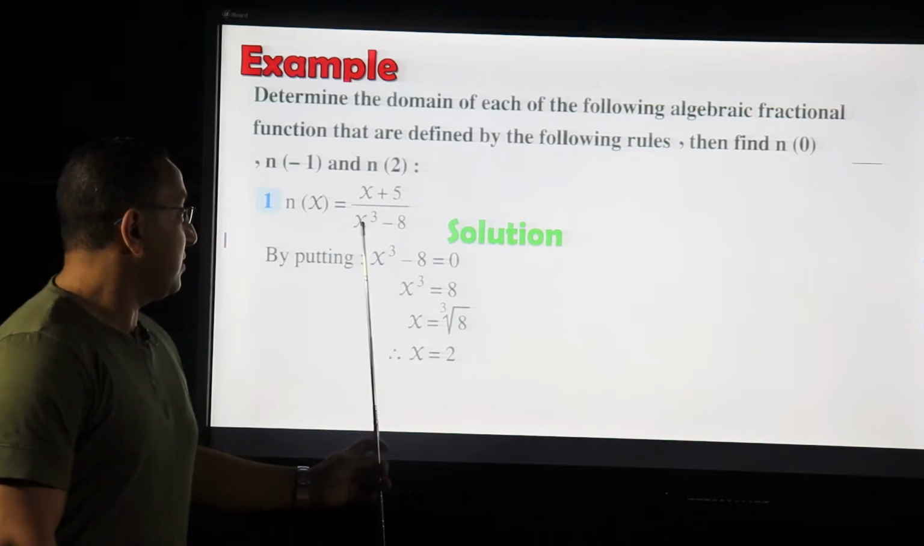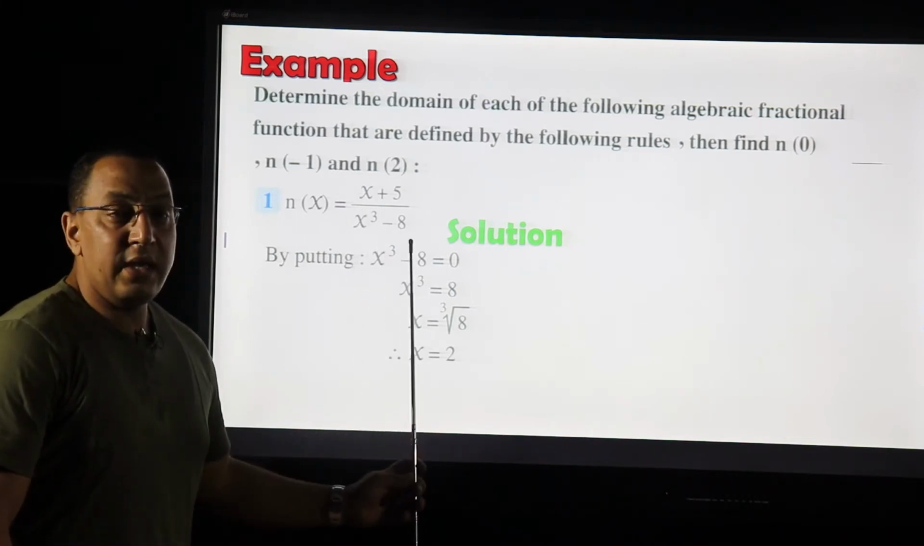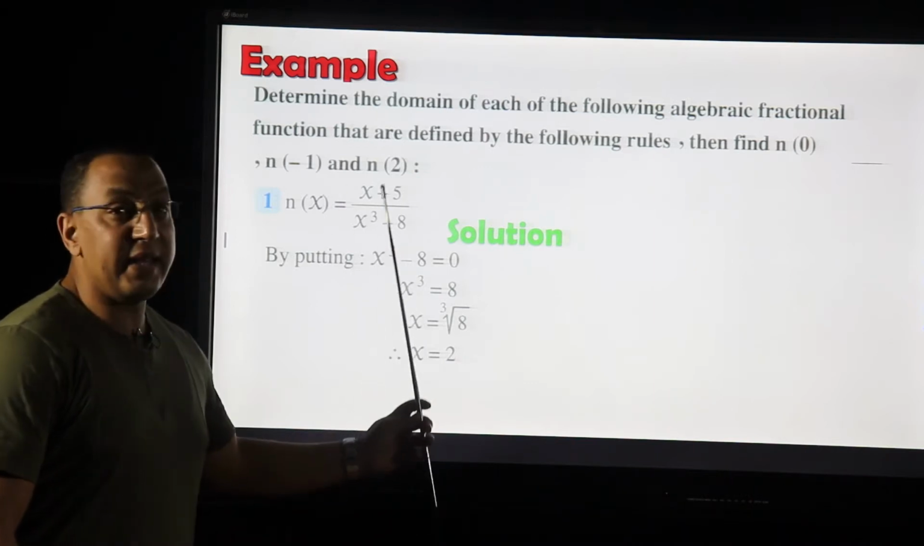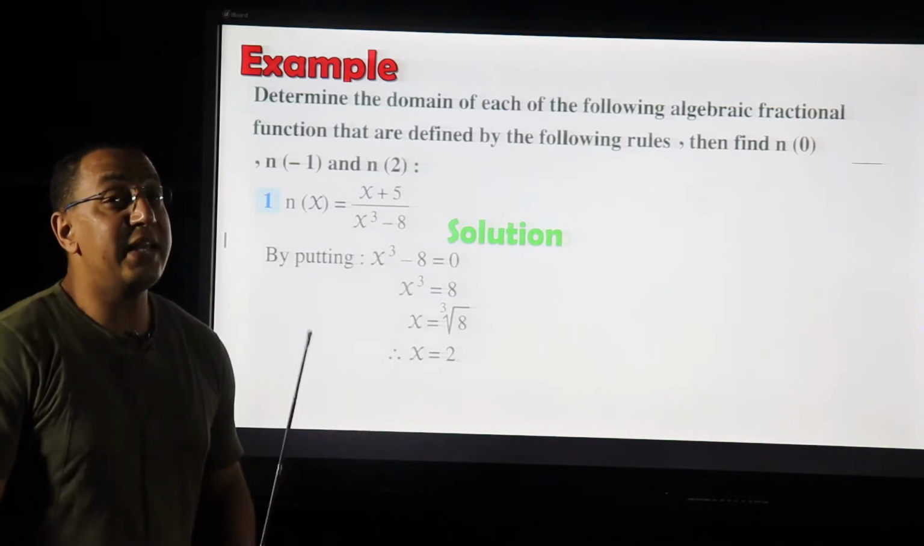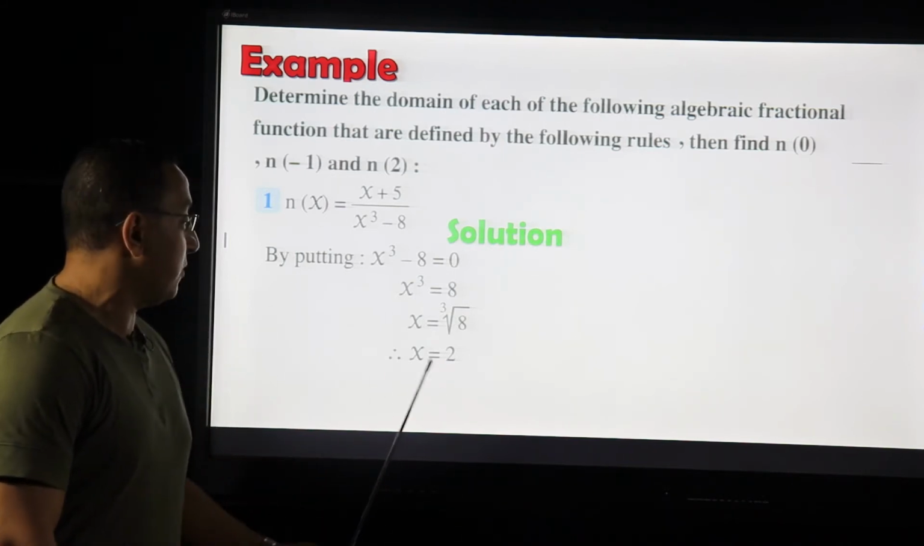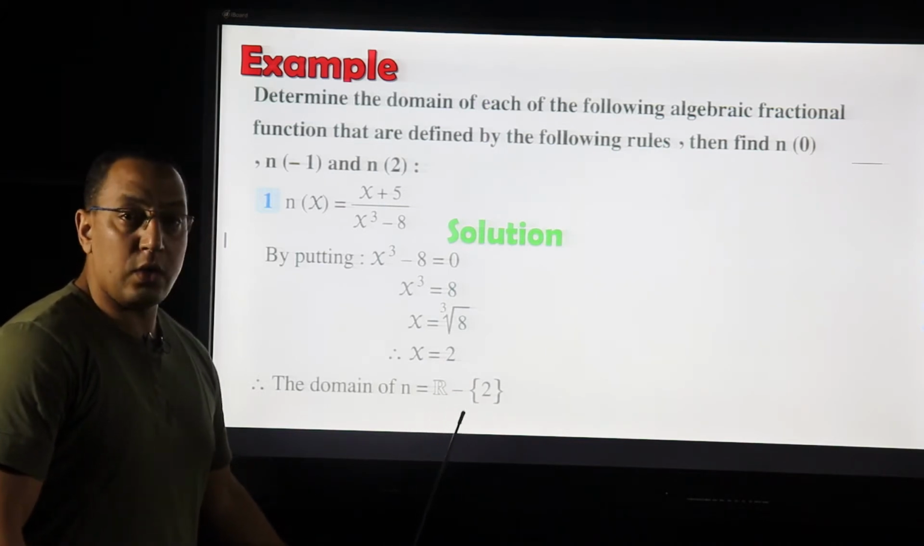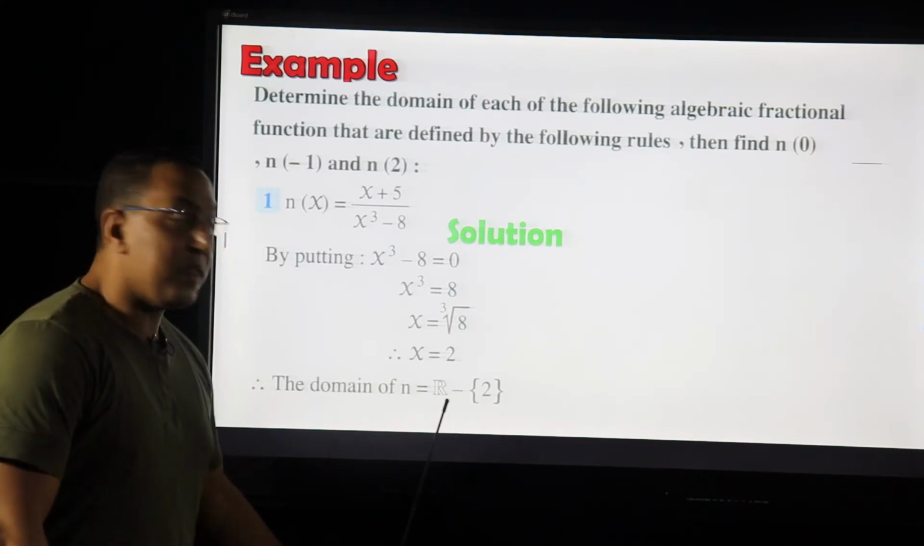So if I use x equals 2, the denominator will be 0, so it will be meaningless. So the domain here is what? I can use all the real numbers except the number 2. So the domain here is R difference 2, or R minus 2, or R without 2.